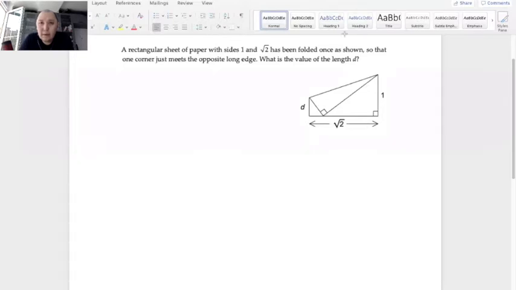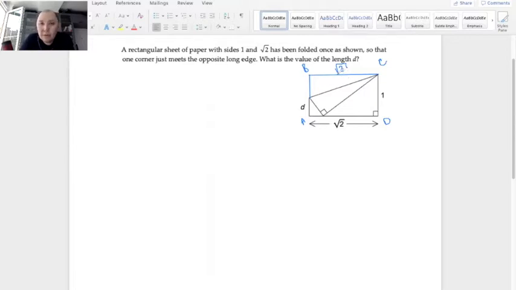So let us reconstruct this rectangular sheet as it was at the very beginning. Let us call this point B, this A, also C and D. So we have rectangle ABCD with sides square root 2 and 1. As we know, the lengths of the opposite sides of a rectangle are equal, so BC will also be square root 2.